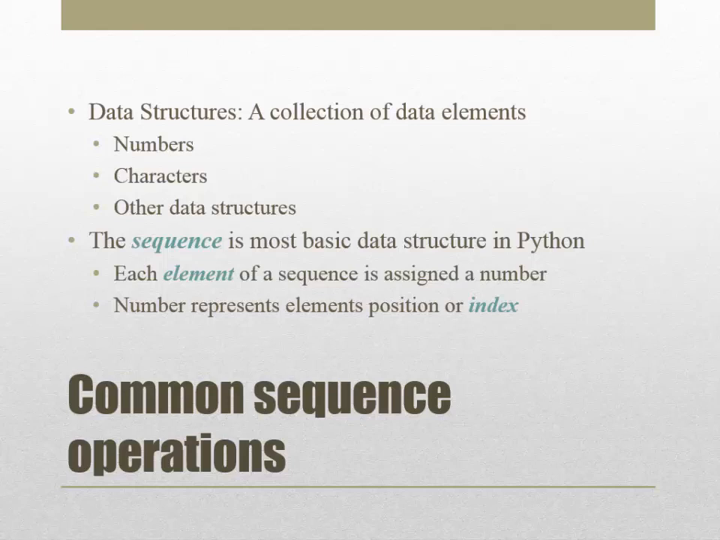The sequence is the most basic data structure in Python. Each element of a sequence is assigned a number, and that number represents the element's position. We call that number an index. So if I have a list of names, I will have a name at index 0, which will be the first one, a name at index 1, which will be the second one. All the indices start at 0. The third name will be at index 2, and so on and so forth. We can use that index number to specify, for example in a print statement, which element of that sequence we want to work with or to list.